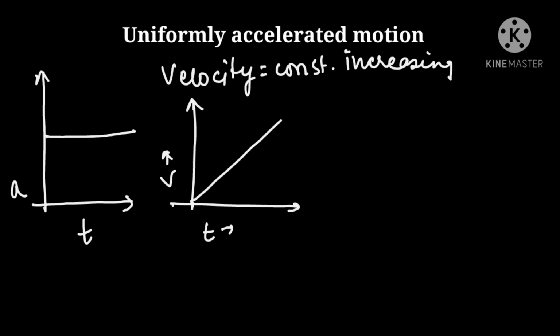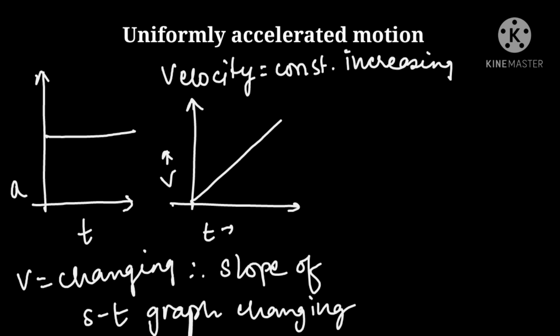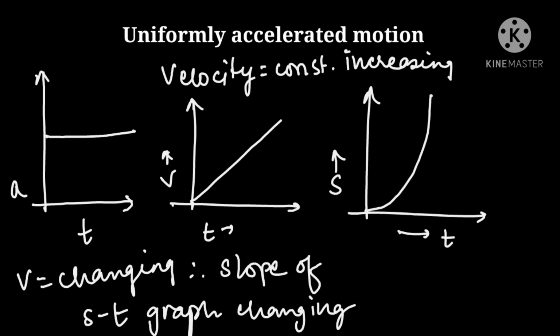And velocity is not constant, it is constantly changing. So the slope of the displacement-time graph has to change constantly. That means the displacement-time graph would be a parabola. These were a few conditions which you need to remember.